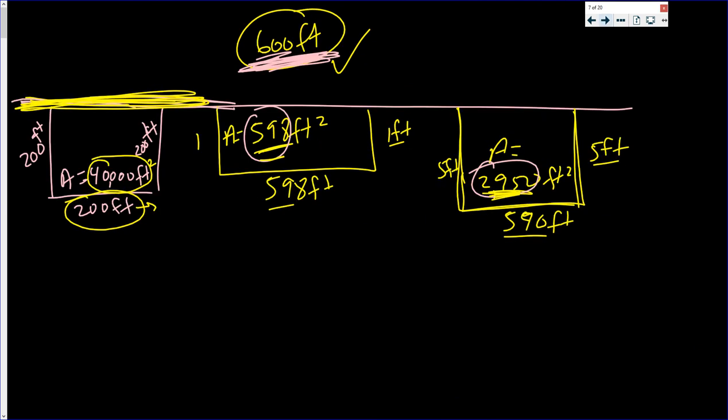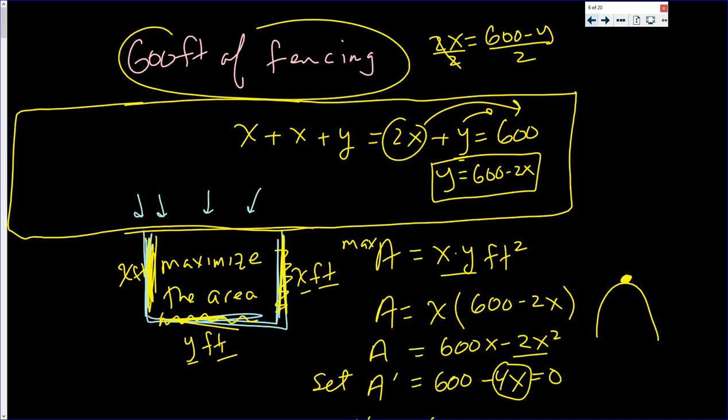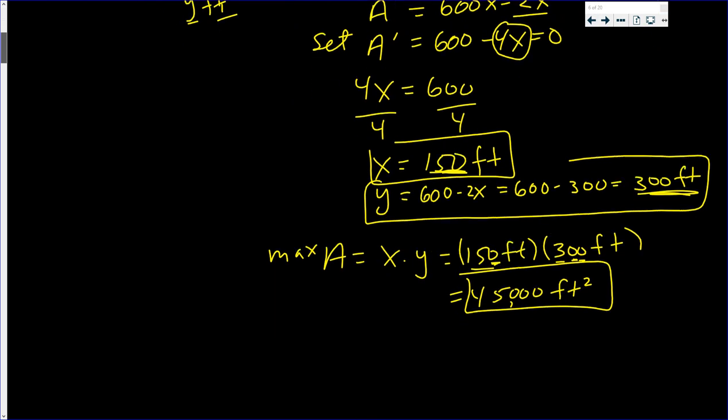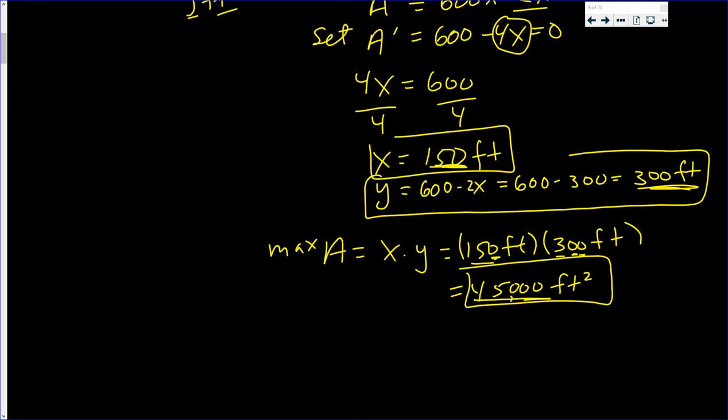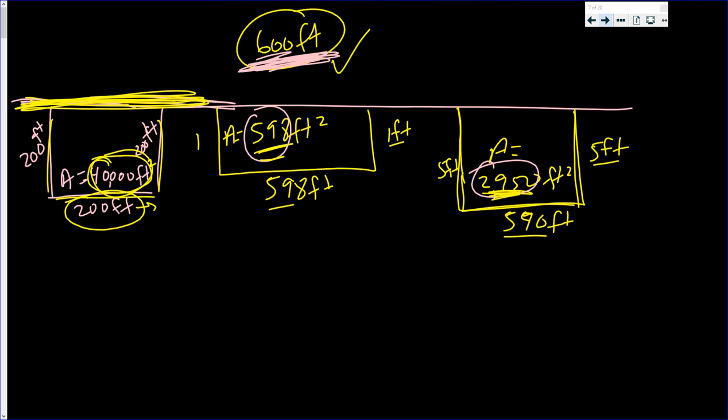So, in my example here with 200 feet on each side, we only got 40,000 square feet. But the max area is actually 45,000. That is so much bigger than a little under 3,000. It's 15 times smaller. Forget about this.